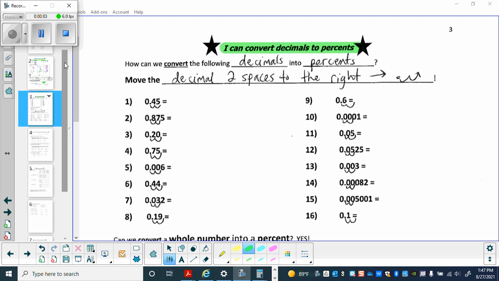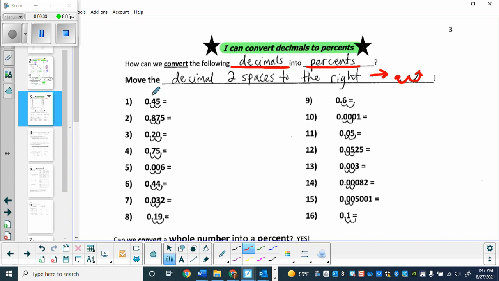Hi there, and today in this video we are going to be looking at how we can convert the following decimals into percents. So our I can statement for today is I can convert decimals into percents. Okay? And to do this, all you need to do is move the decimal 2 spaces to the right. So the right is this direction. So wherever you see the decimal, you are simply going to take it and move it 2 spots over and put it right in that new spot, and you'll be done.